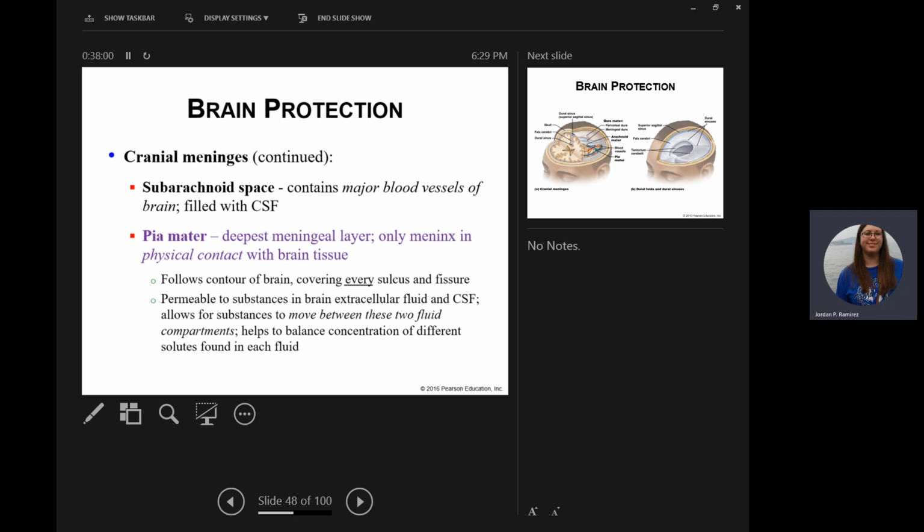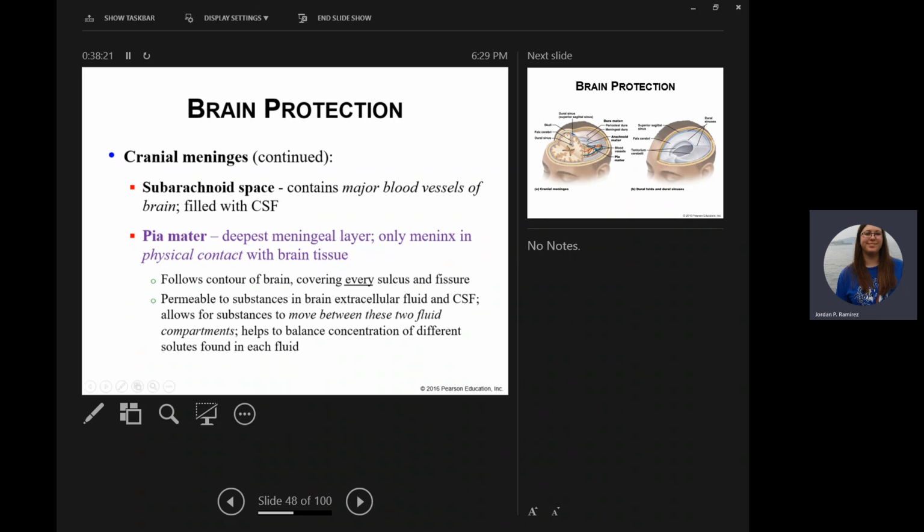We'll see that in just a minute. The subarachnoid space contains the major blood vessels of the brain and is filled with cerebrospinal fluid. Our last meningeal layer is the pia mater. It's the only meningeal layer in physical contact with the brain tissue. So it follows every contour of the brain, covering every sulcus and every fissure.